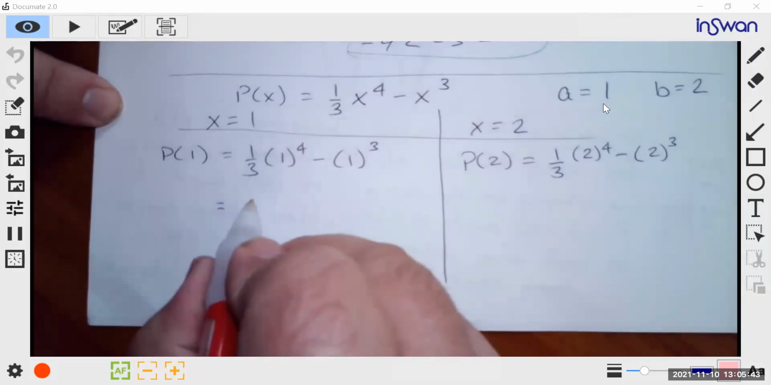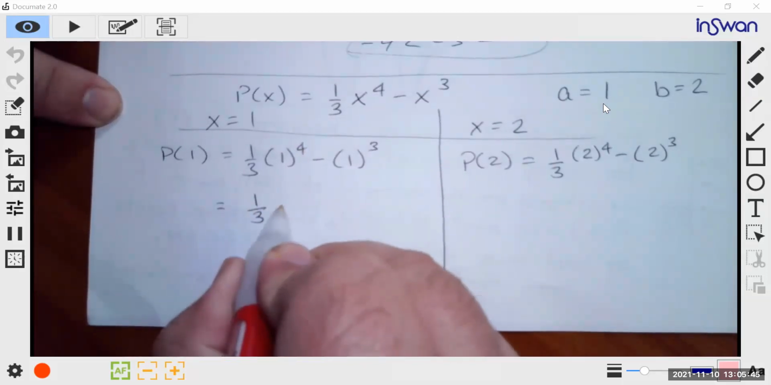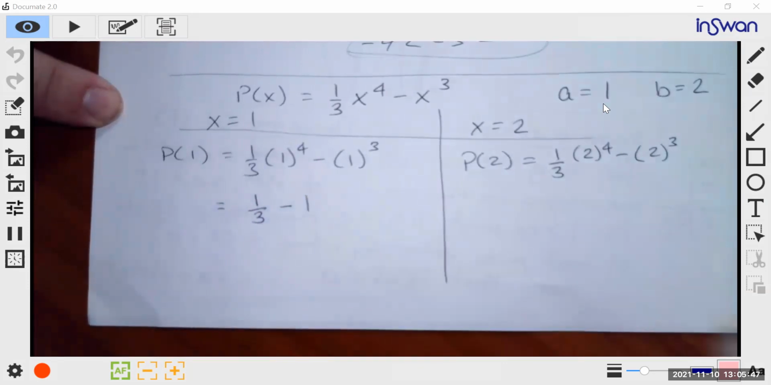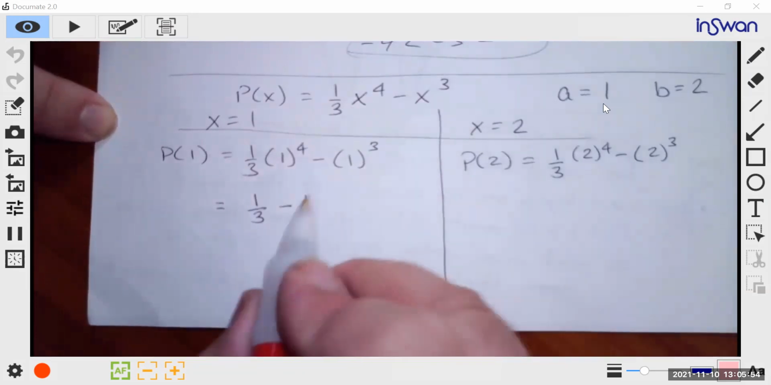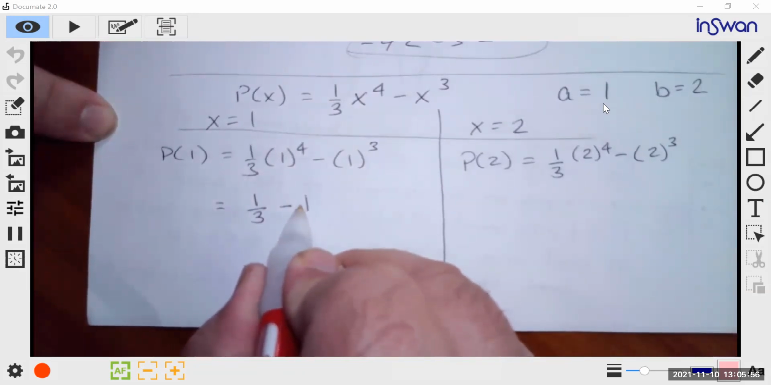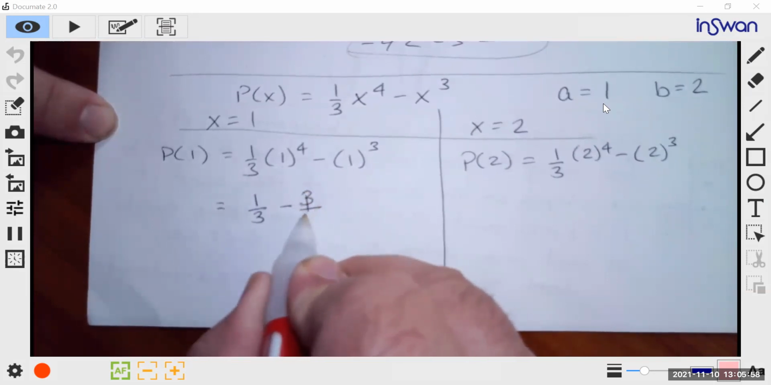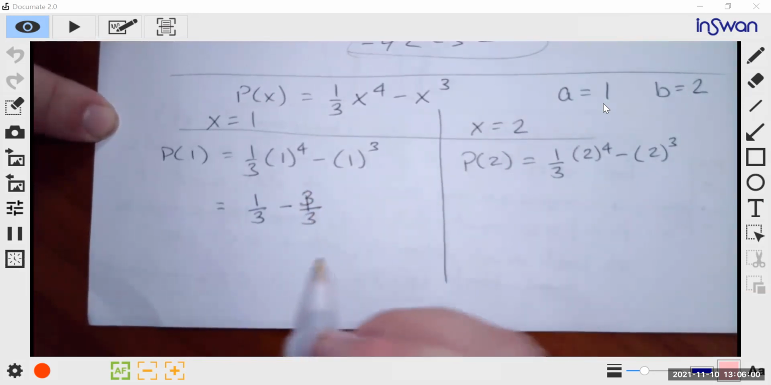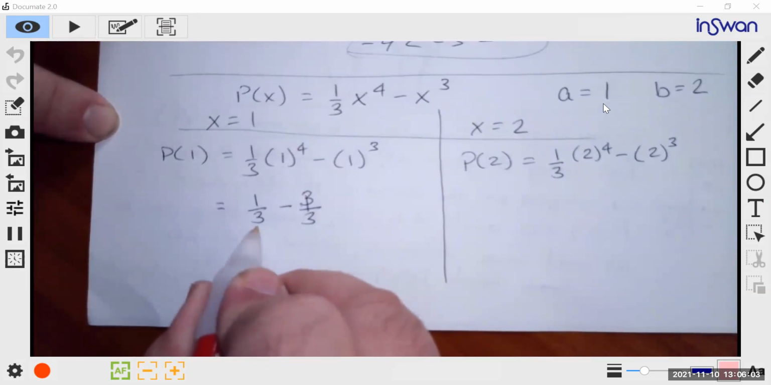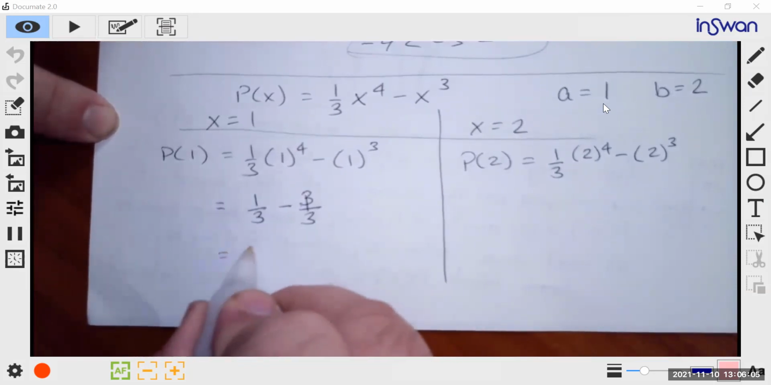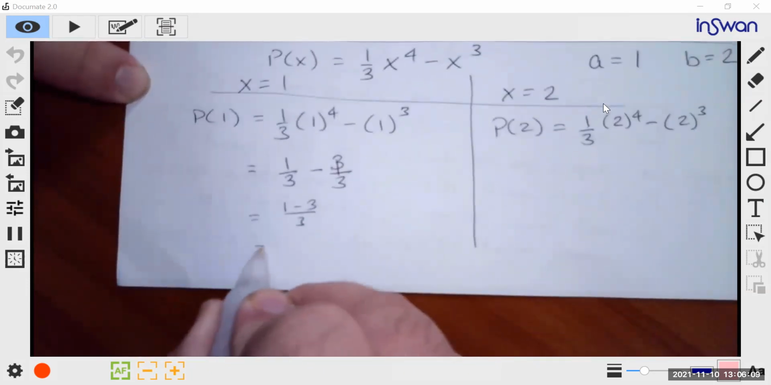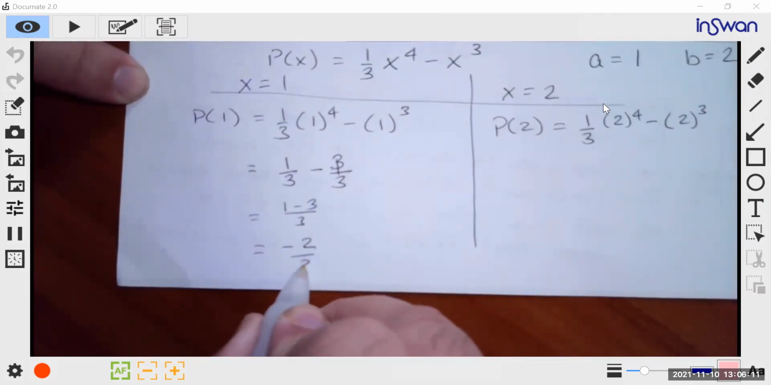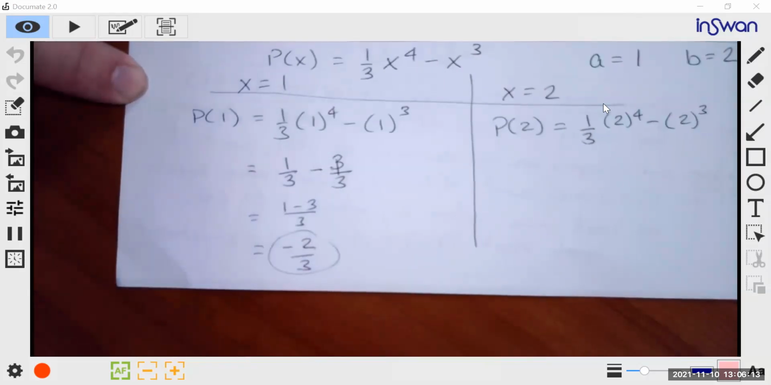One to the 4th is just 1, so I get 1/3 minus 1. One is the same thing as 3/3, because we want a common denominator of 3. So 1/3 minus 3/3 gives us negative 2/3. There's our first point.